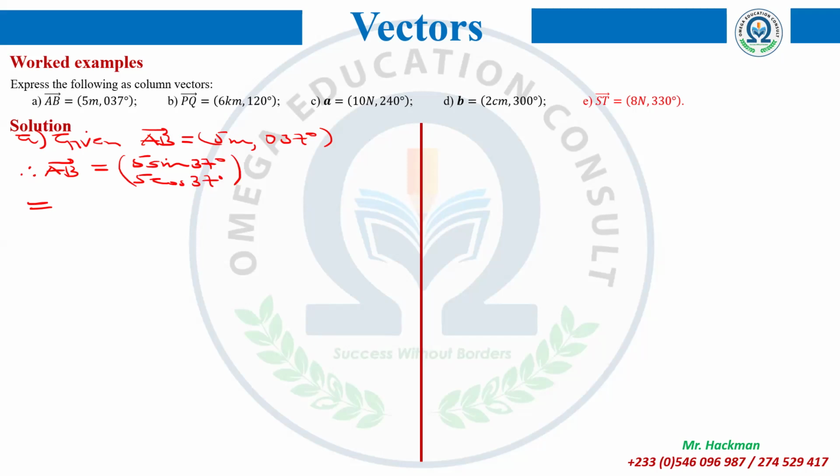So you just do 5 sine 37 degrees. Your calculator is in the degree form. So if you press equal to, it will give you your answer straight away. So what did you get for the X component? 3.0090... okay, 3.0091. Then what about your Y component? I hope you are following. That will also be 5 cos 37 degrees. So that will give you 3.9932.